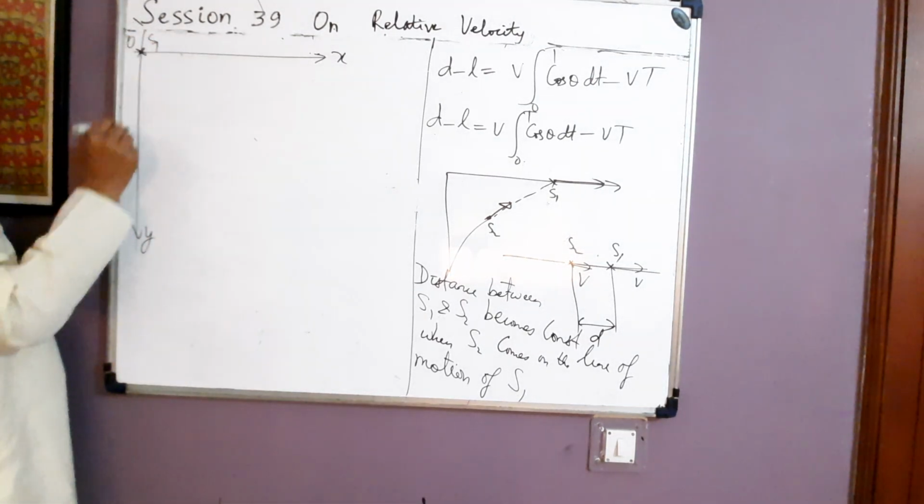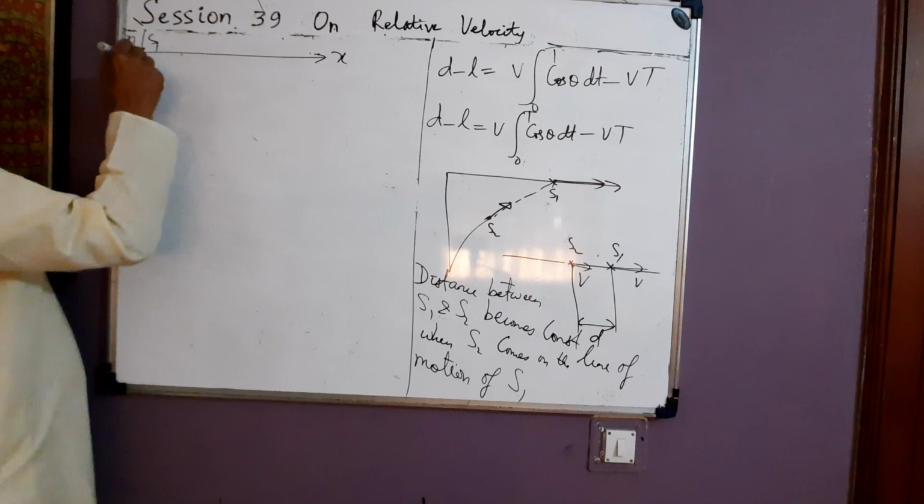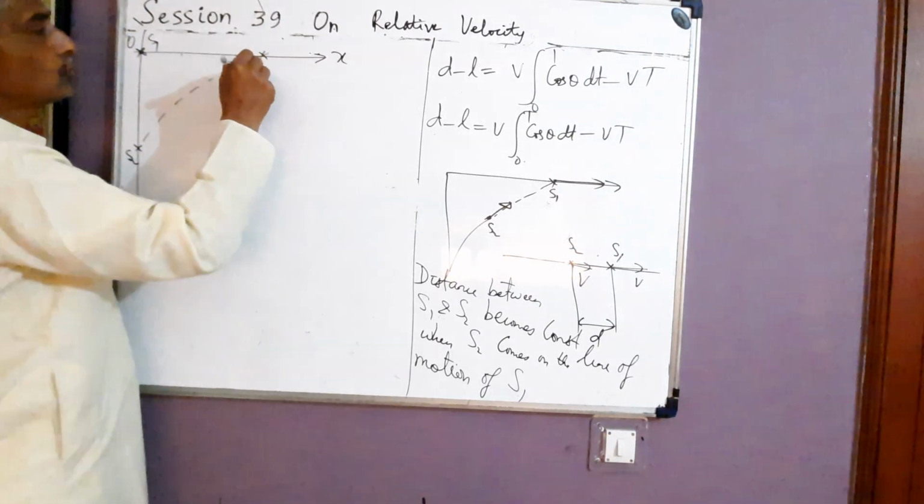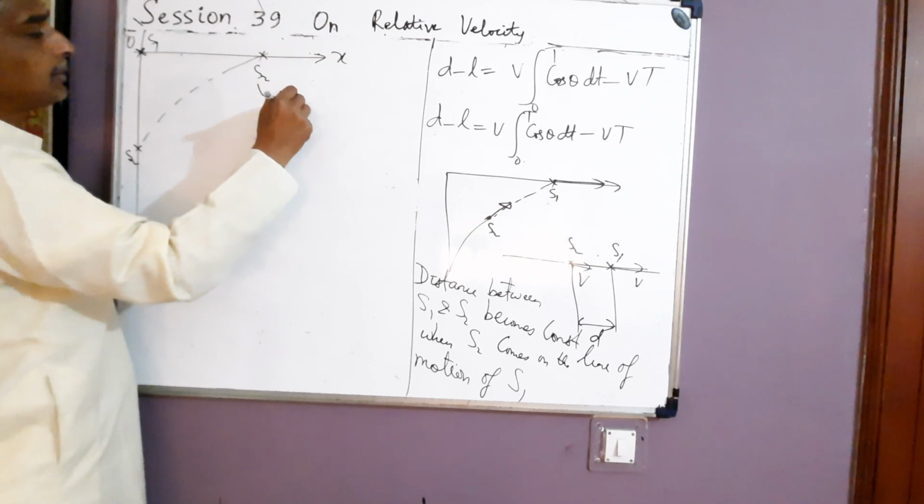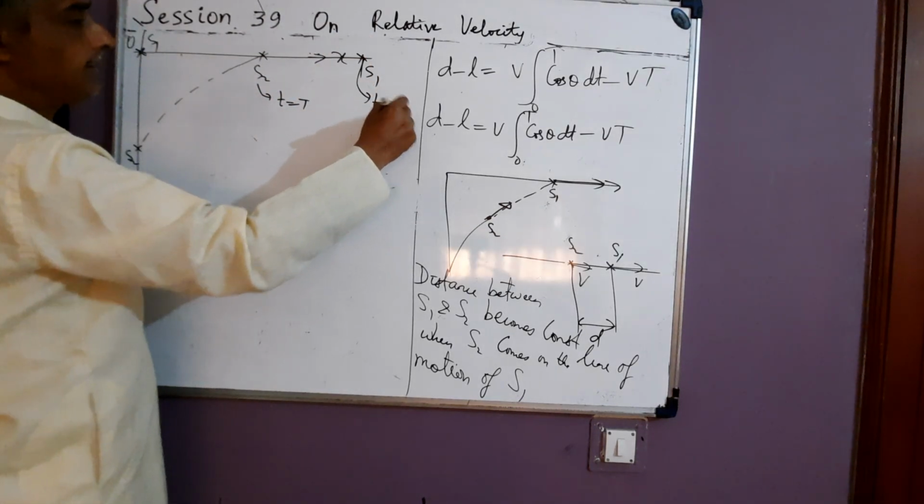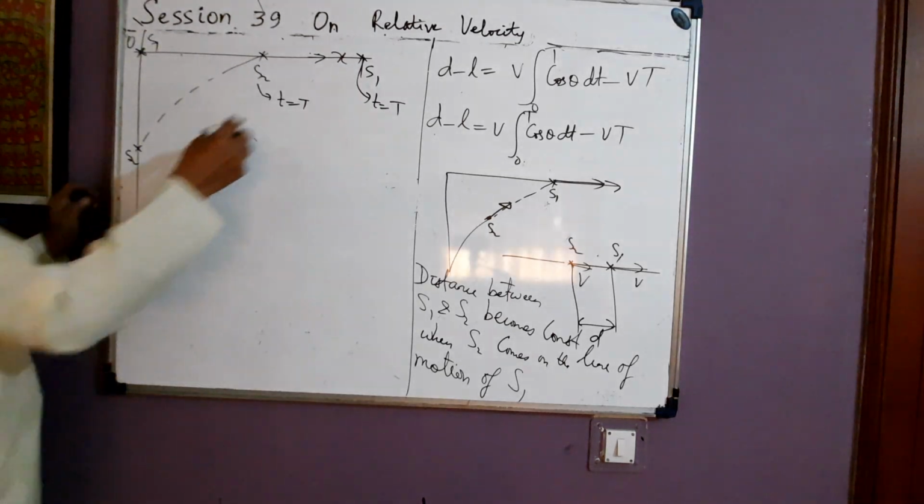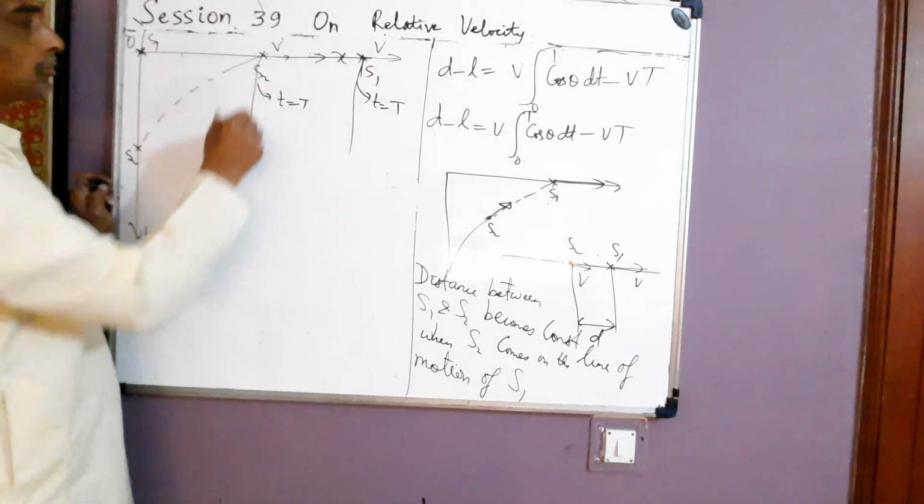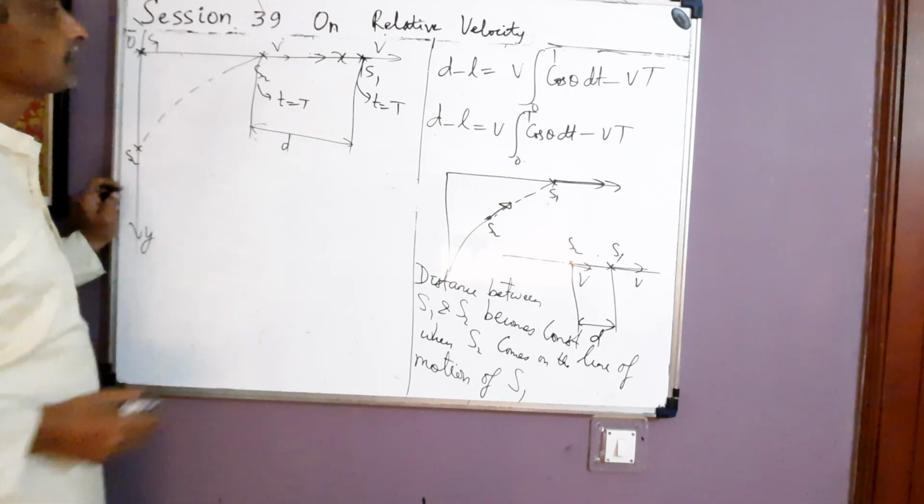Initially S1 was here, S2 is here. At time 0. At time capital T, S2 comes here. At time capital T, S1 comes here. Both are moving in the same direction with the same constant speed v. The distance between the two ships becomes constant, equal to d.